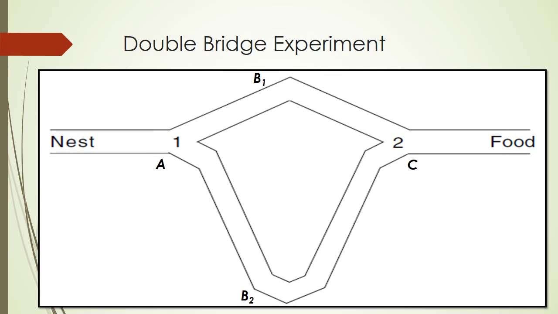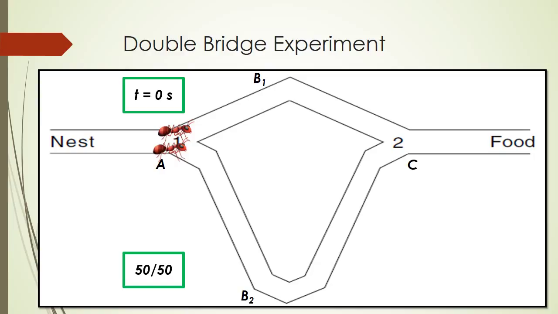Moving on to the slightly more interesting case of the double bridge experiment. In this modification, one of the branches is now twice as long as the original branch. So again, ants enter in from the nest, and they reach point A at time t equals 0. Once again, there is no pheromone on the ground, so they have a 50-50 chance of selecting which way they're going to go. And we will again assume that they branch off. But now, at time t equals 4 seconds, one of the ants has already reached the food, and the other ant is only halfway down the path.